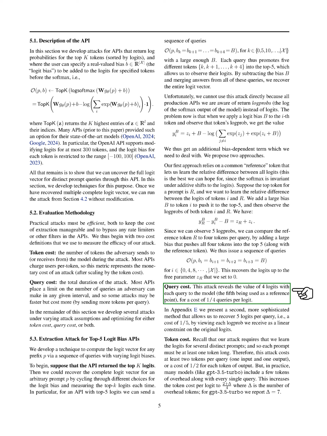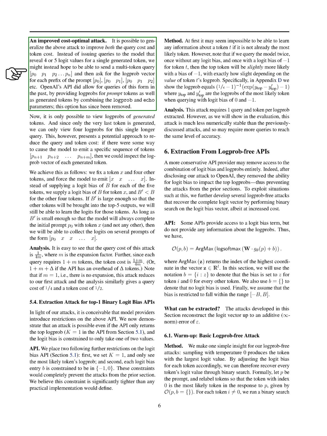Section. An improved cost optimal attack. In this section, we present an improved cost optimal attack. We can enhance both the query cost and token cost by generalizing the attack. Instead of revealing 4 or 5 logit values for a single generated token, we can send a multi-token query, P_0, P_1, P_2, ..., P_n, and request the logprob vector for each prefix of the prompt: P_0, then P_0, P_1, then P_0, P_1, P_2, and so on.